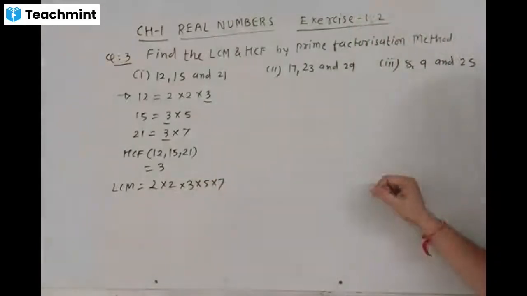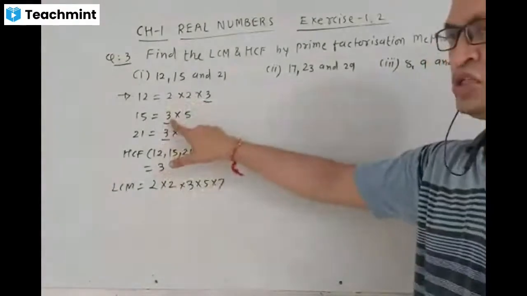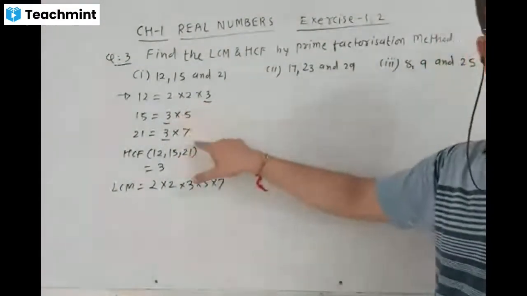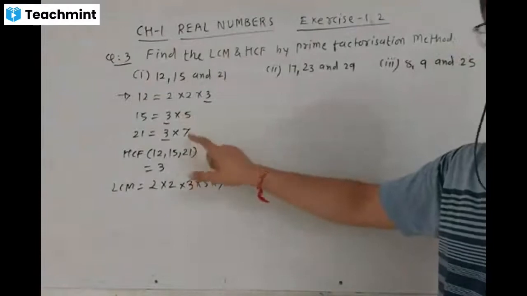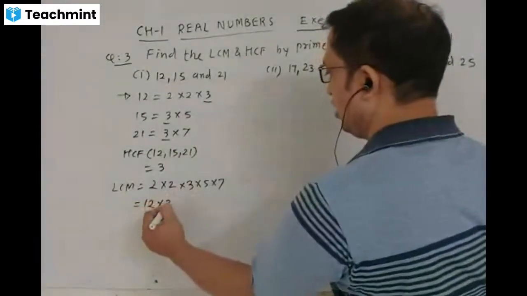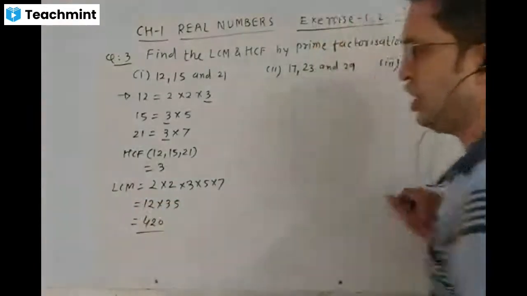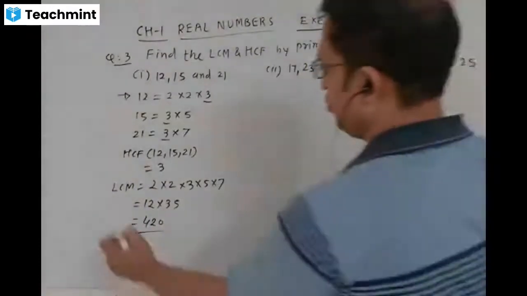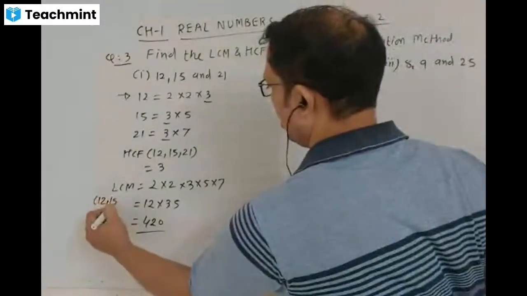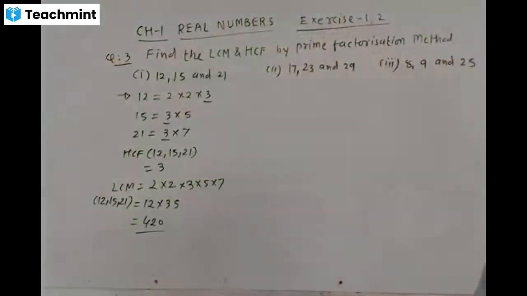That means least common multiple. Highest power of 2 is 2, highest power of 3 is 1, highest power of 5 is 1, highest power of 7 is 1. And that is 12 multiply 35, and that answer is 420. Therefore, LCM of 12, 15 and 21 is equal to 420. Okay, clear? Bolo. Second one.